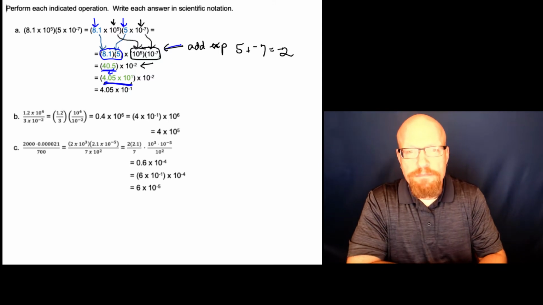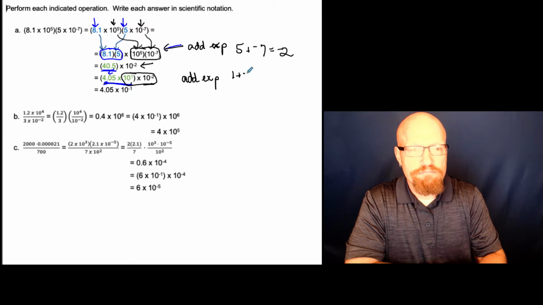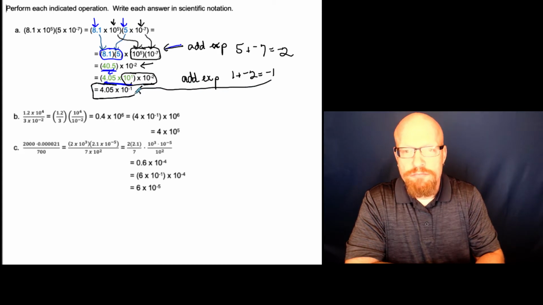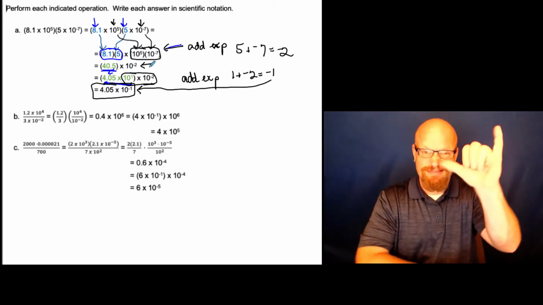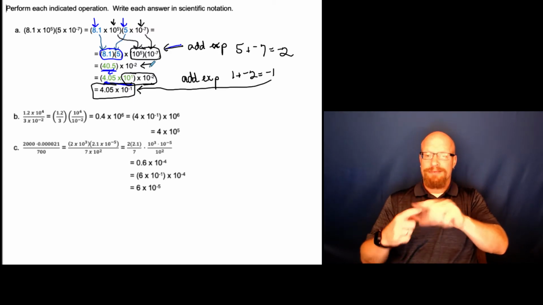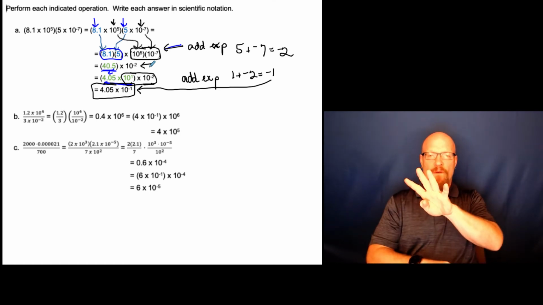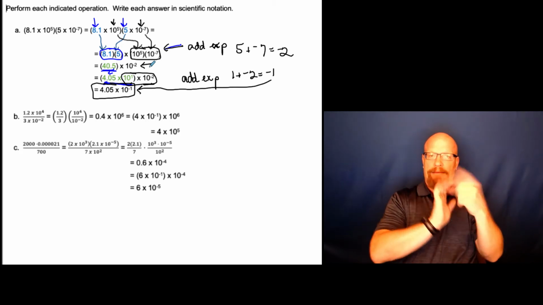Now, and that's our final answer. 8.1 times 5, and it works out to be 4.05 times 10 to the negative 1.